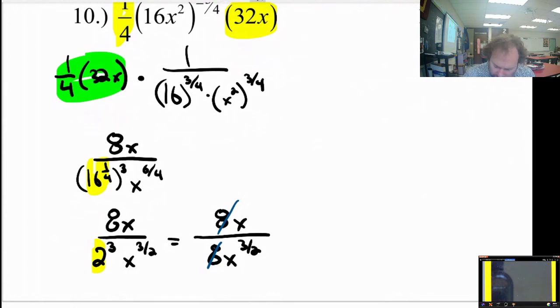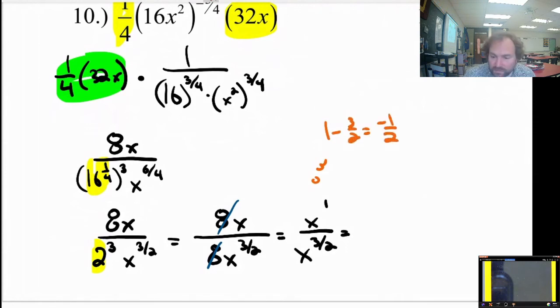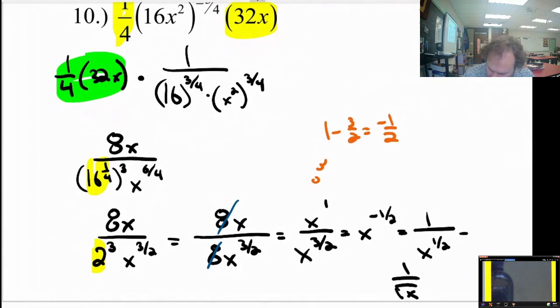And so what we have is x to the first power over x to the 3/2 power. And now we can actually use the division rule that we mentioned back at the beginning of this video. We can subtract these exponents. 1 minus 3/2 is equal to -1/2. So this would be x to the -1/2 power, or 1 over x to the 1/2 power. Or if you like, 1 over the square root of x could be another way to write that.